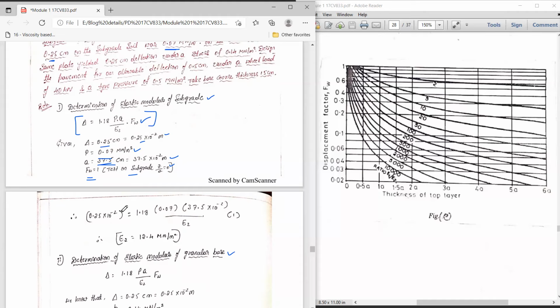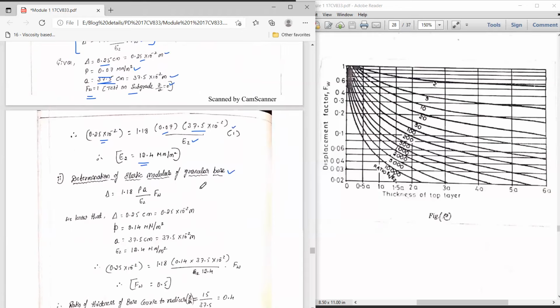Now we have the formula, and we have all the data. Deflection is 0.25 × 10^-2, I substituted here. 1.18 into pressure 0.07, I substituted here. A stands for radius, 37.5 × 10^-2. And FW is 1, I substituted here. All the other data is known. Only E2 is the unknown, that means Young's modulus of the subgrade is the only unknown. You can solve the equation, and you are going to get the E2 value as 12.4 meganewton per meter square. Now we are finished with the first step.